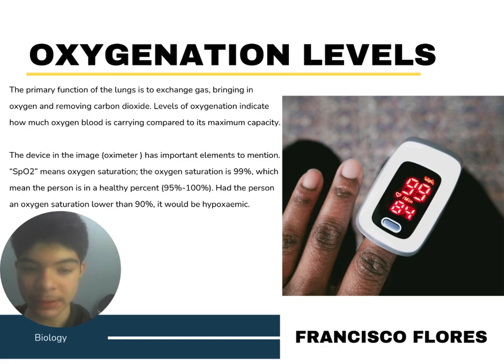The device in the image is called an oximeter, which helps us measure the oxygen saturation in the body. A healthy person has an oxygen saturation between 95 and 100. If the oxygen saturation is below 90, that means they are asthmatic or hypoxemic.